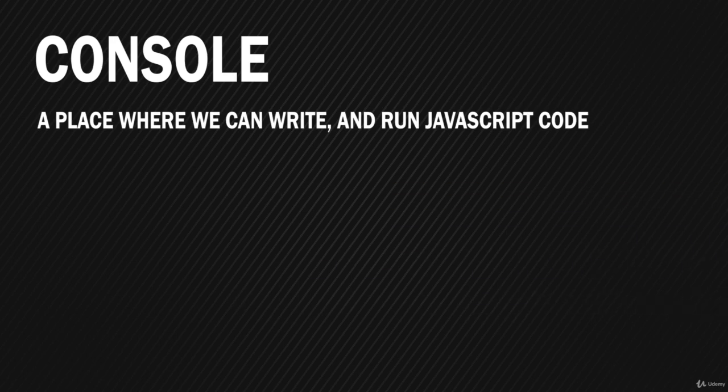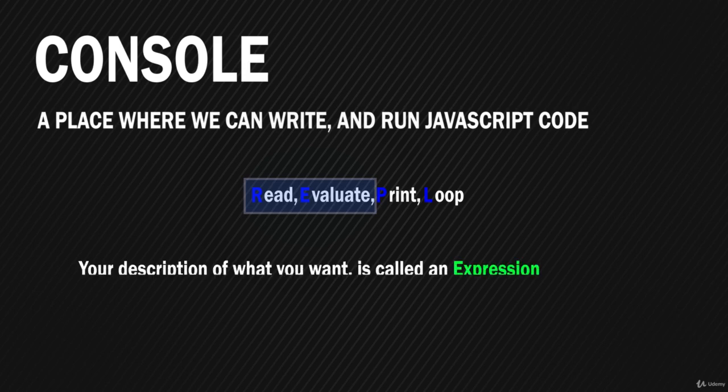And I mentioned this last lecture. I mentioned that the console gives us the ability to read, evaluate, print, and loop. I just want to dive a little bit more into what I mean by read and evaluate, because it's very important to understand how the console works and how JavaScript works. In the programming world, there are a few little terminologies that help us along the way. And one of these is what's known as an expression.